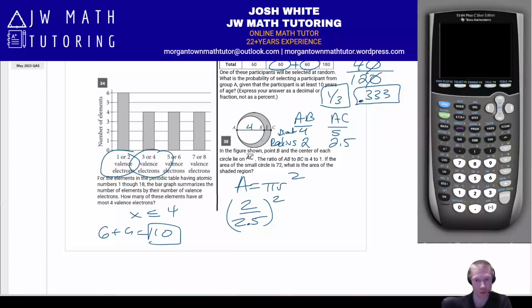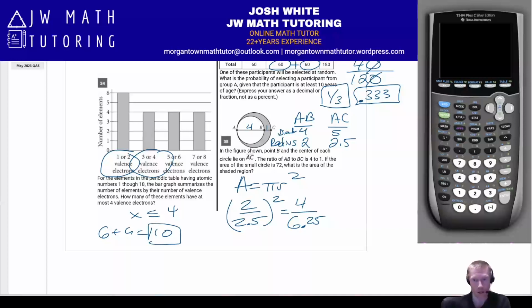Therefore, the ratio of their areas is not going to be 2 to 2.5. It's not going to be 4 to 5. It's not going to be 0.8 to 1. It's going to be the square of those values. So in other words, it's really going to turn out to be 4 to 6.25, or if you used 4 and 5, which you technically can do, it would turn out to be 16 to 25. Or it would be 0.8 squared, which is 0.64. So it'd be 0.64 to 1.